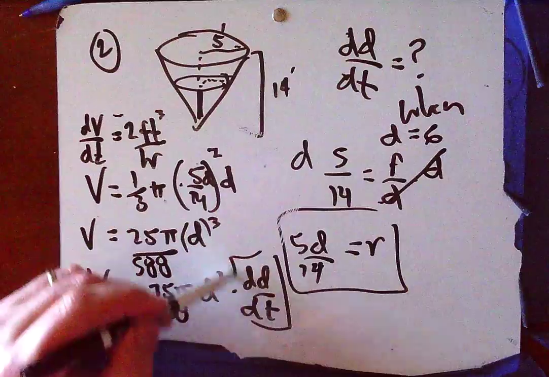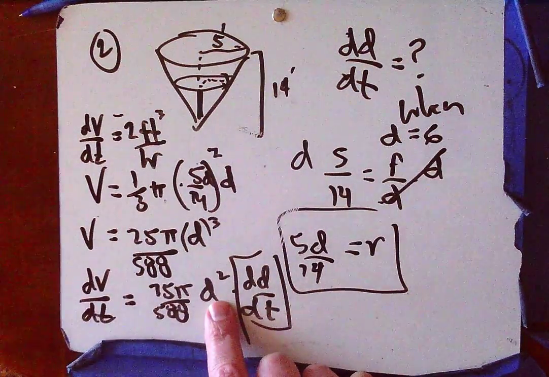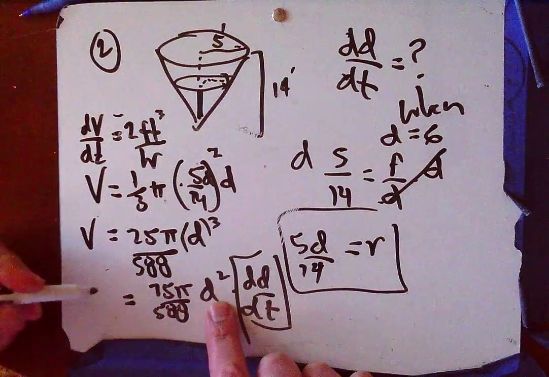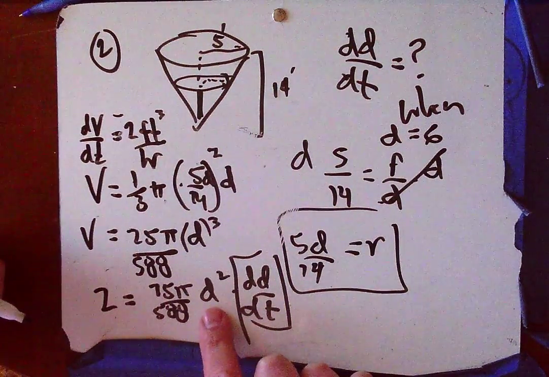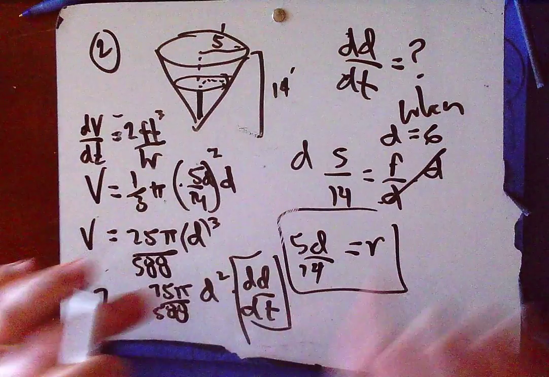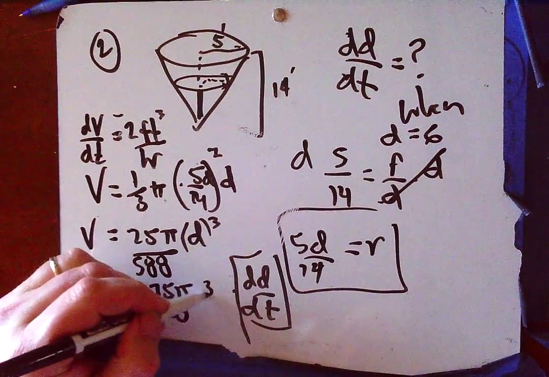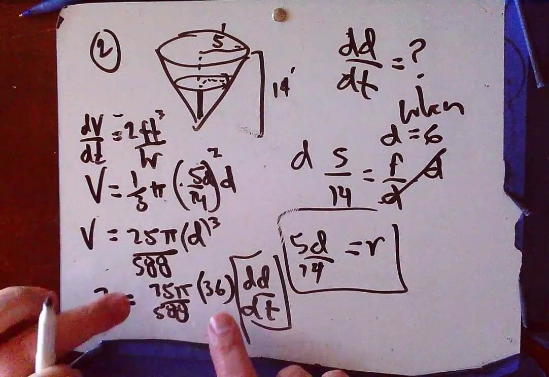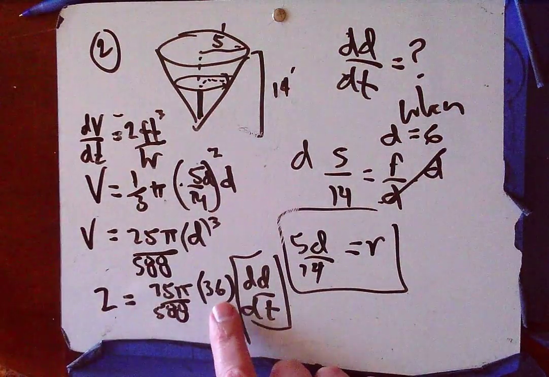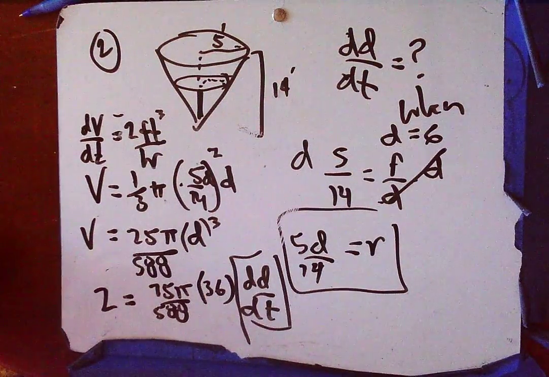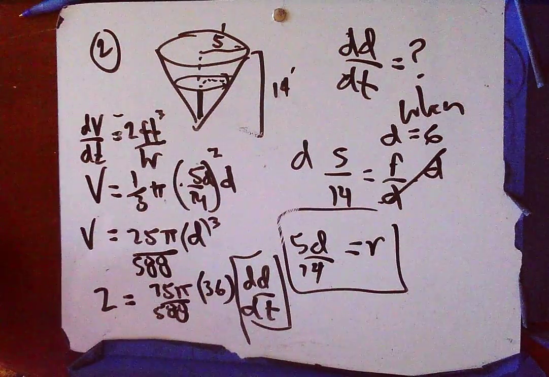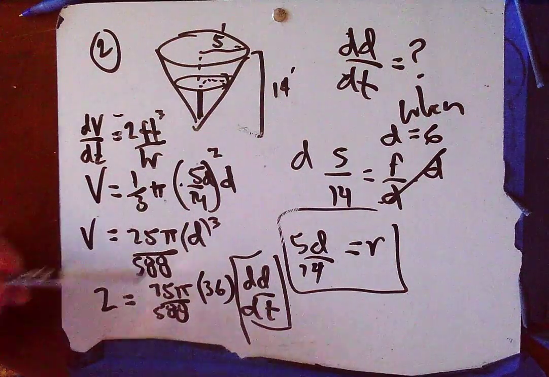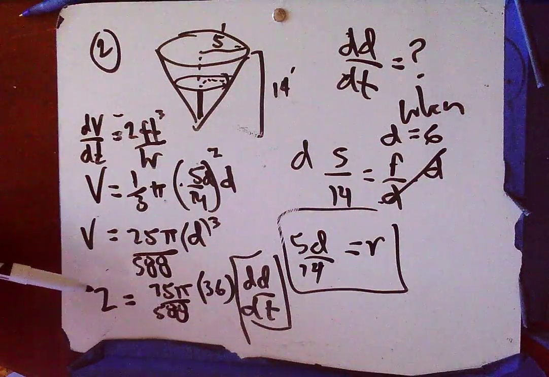Now, this is the thing we're looking for, so I must know d, and I must know dd/dt. dd/dt is 2. But what about d? Do we know d? Oh yeah, they said when d was 6. So 6 squared or 36. So I'm going to multiply both sides by this, and I'm going to divide both sides by that. And as I recall, I think there's an answer at the bottom of this. So I'm looking forward to seeing if my answer is that answer, because these look like funky numbers.